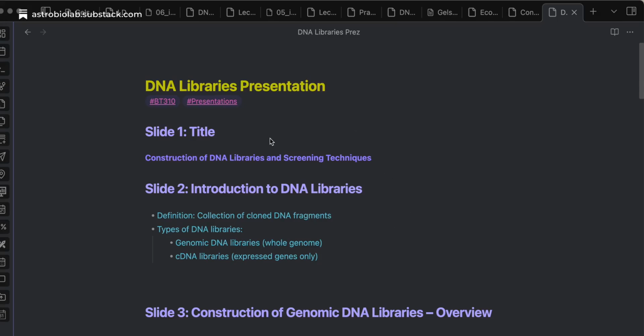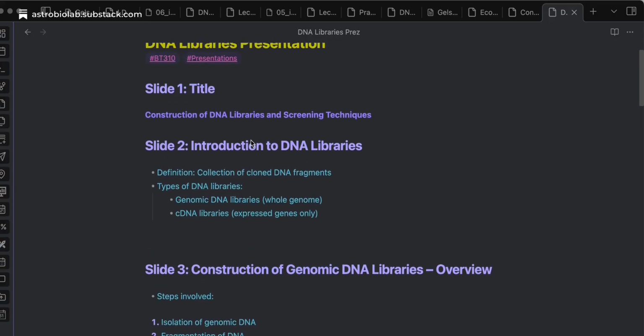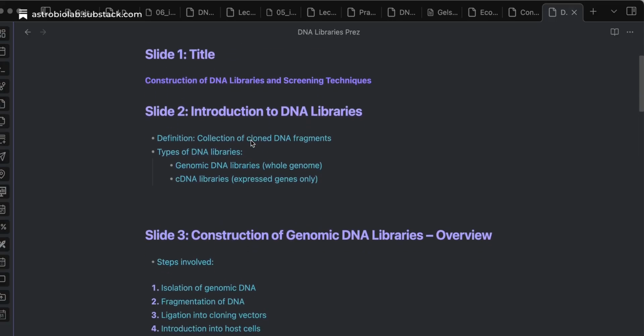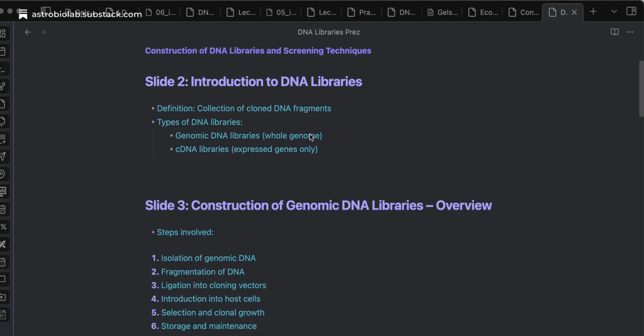Okay, so I want to give you a quick run through on DNA libraries and screening techniques. I want to bring to your attention the most important things that you should take home from the notes on construction of libraries and screening, the ones that I alluded to. The first thing is the definition.